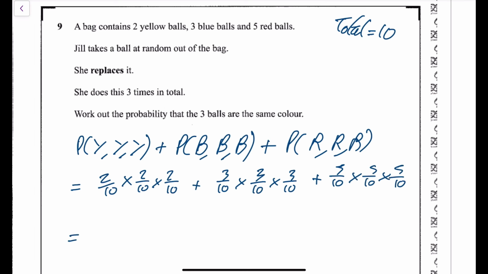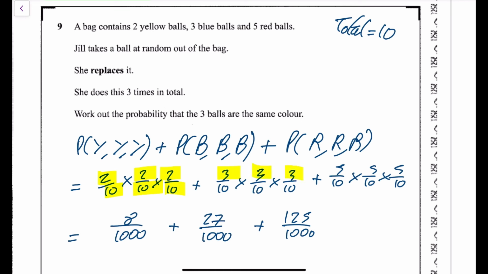Now think ahead of what we're doing. We're going to be adding fractions. So instead of cancelling down here, which a lot of people do, you don't need to. It doesn't help you. Leave them as a number over 1,000. So it's 8 over 1,000, 27 over 1,000, and 125 over 1,000. How we did that: multiply along the top to get 8, multiply along the bottom to get 1,000. Same here, multiply along the top to get 27, along the bottom to get 1,000, and along the top to get 125, along the bottom to get 1,000.